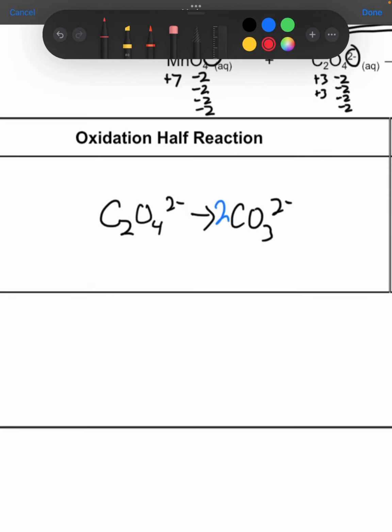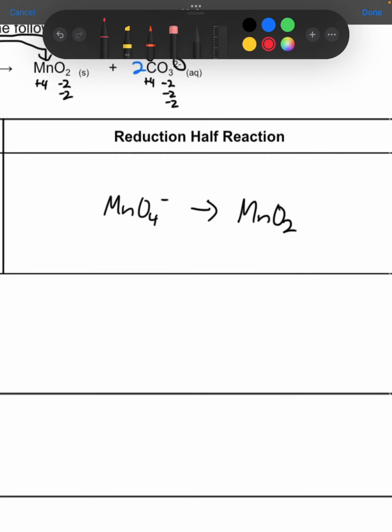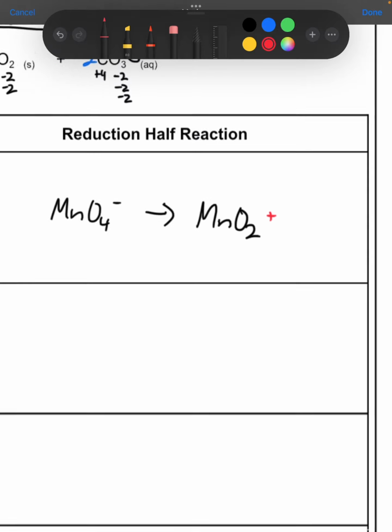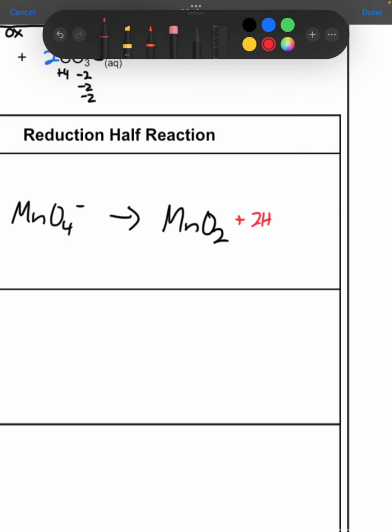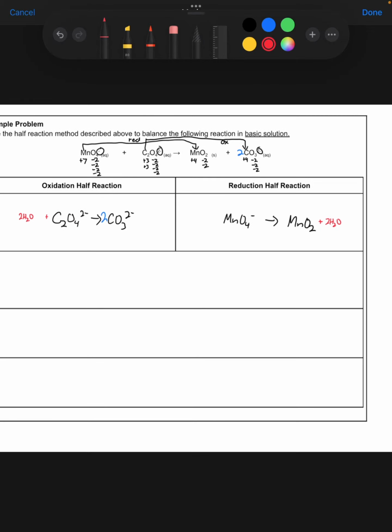So I see that there are 4 on the left-hand side in that C2O4 molecule, and there are 6 on the right-hand side with those 2 CO3 molecules. So I'm going to go ahead and add 2 water molecules to balance out those oxygens in my oxidation half reaction. Over here I have 4 oxygens on the left, 2 on the right. So again, I'm going to add 2 water molecules on the right-hand side to balance that out.